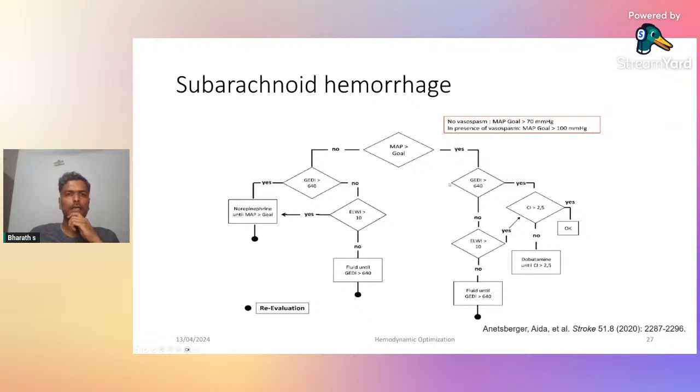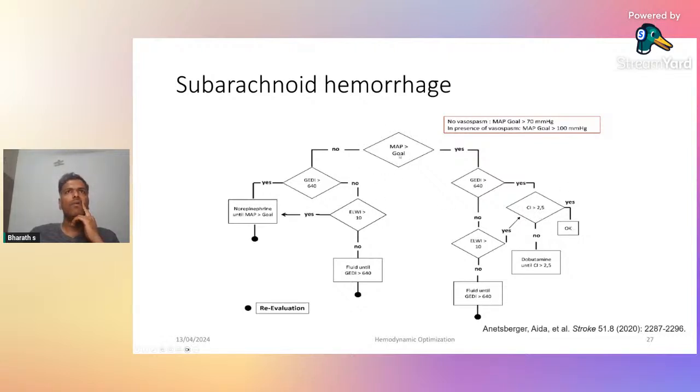So this is one of the protocols which is published in stroke, where to keep a mean arterial pressure goal, they have used cardiac output monitoring in subarachnoid hemorrhage patients. If the mean arterial pressure is up to the goal, then you look at the global end diastolic volume index as a marker of preload. If it is low, then you need to give fluid. If the global index is good, then you look at cardiac index. If it is low, then you start dobutamine. If it is good, then you don't need to do anything.